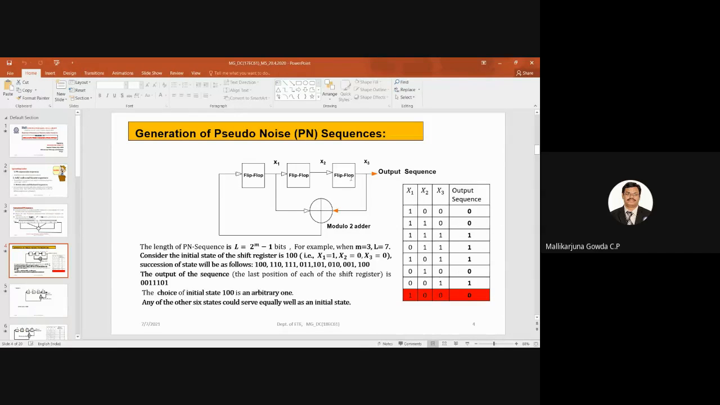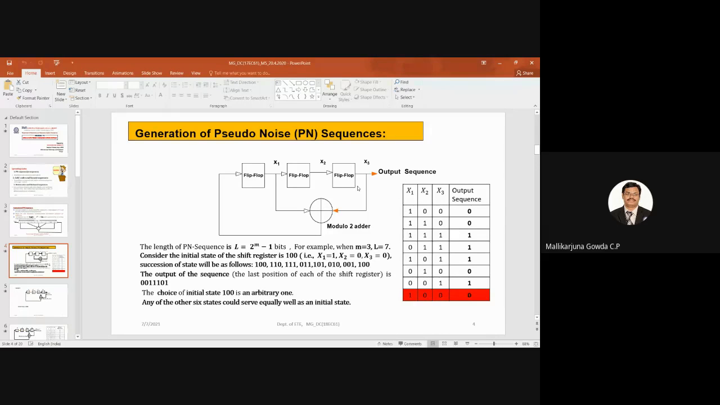Next, what happens now? The output of flip-flop 1, X1, is 1, and X3 is 0. So 1 XOR 0 will be 1, and that 1 will be fed to flip-flop 1. Now this has been shifted by 1 bit, so it becomes 1, 1, 1, three ones. And what is the output of flip-flop 3, X3? That is 1, so that will be my output sequence.